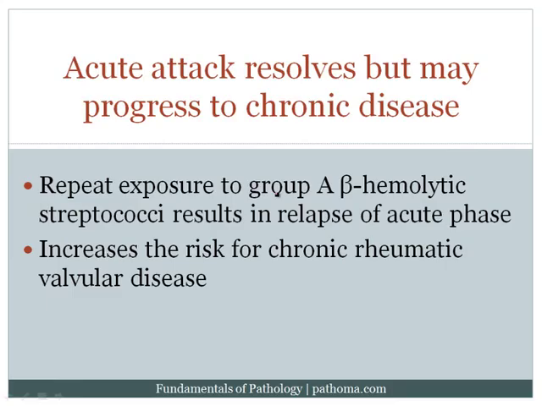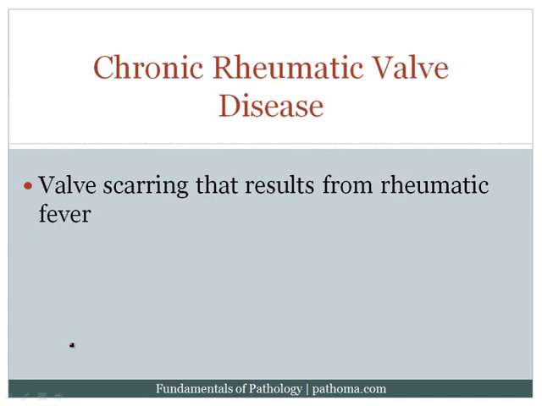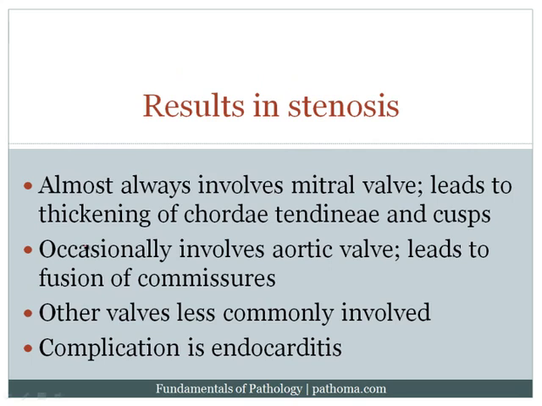Now the acute attack will eventually resolve, assuming that the patient doesn't die from the myocarditis, but it can progress to chronic disease. So you can actually develop chronic rheumatic heart disease, and that occurs when there's repeat exposure to group A beta hemolytic strep, which then results in a relapse of the acute phase, and each time you relapse the acute phase, it increases the risk for chronic rheumatic valvular disease. And chronic rheumatic valvular disease is basically scarring that occurs from a bunch of acute attacks. This scarring will result in stenosis, which means that you're going to tighten the valve and make it difficult to push anything through it. And it almost always involves a mitral valve.